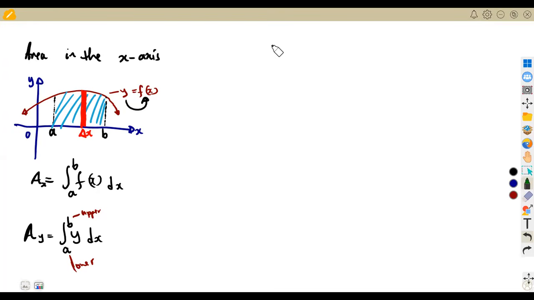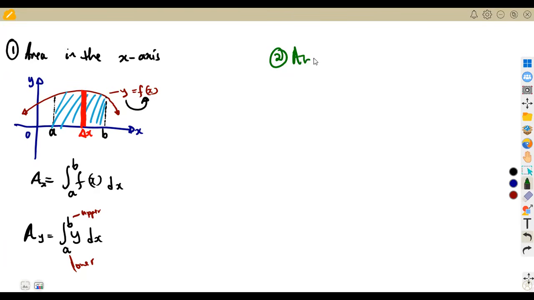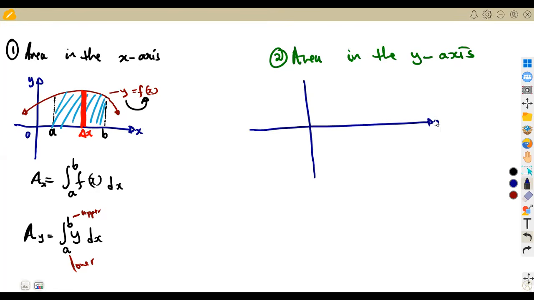All right, so we are going to have the same scenario in this case of this area, but it will be in the y-axis. So let us say for the first part here, in the x-axis, then we're going to have another part of the area, but in the y-axis. So the area in the y-axis, from the same concept, we're going to have our sketch. Let's say we've got x and y in this case, and we've got a function of this nature.